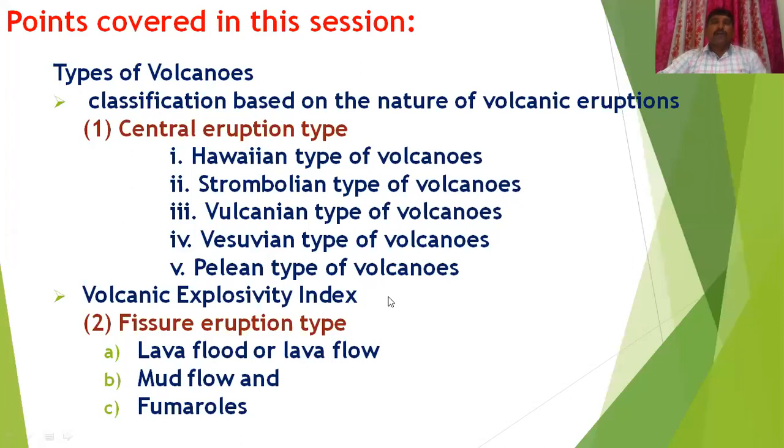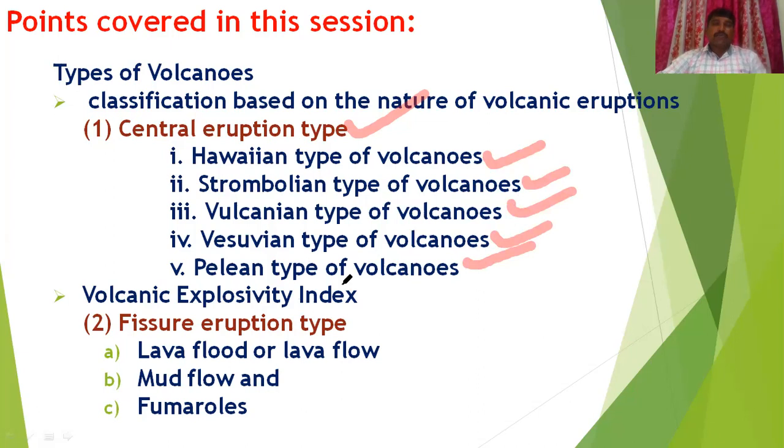Dear students, so far we have covered the following points. Types of volcanoes. In this classification, we have gone with the classification based on the nature of the volcanic eruption, and it is of two types: central eruption type of volcanoes and fissure eruption type of volcanoes. The central eruption type of volcanoes are again subdivided into five types. They are Hawaiian type, Strombolian type, Vulcanian type, Vesuvian or Plinian type, and the fifth is Pelean type volcanoes.